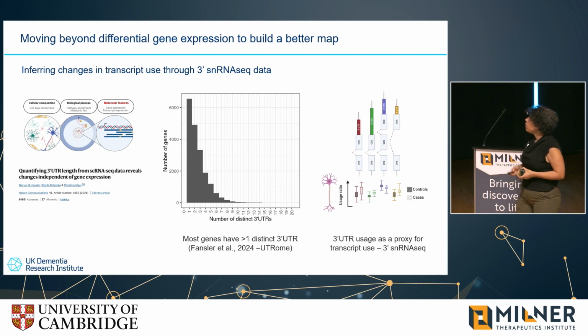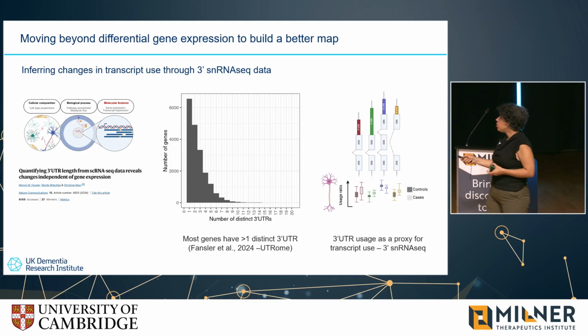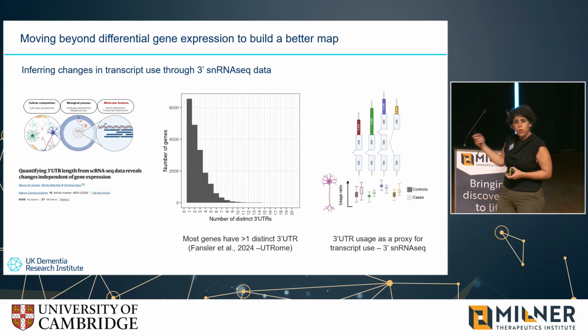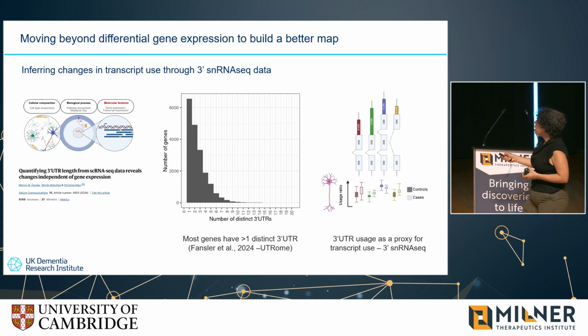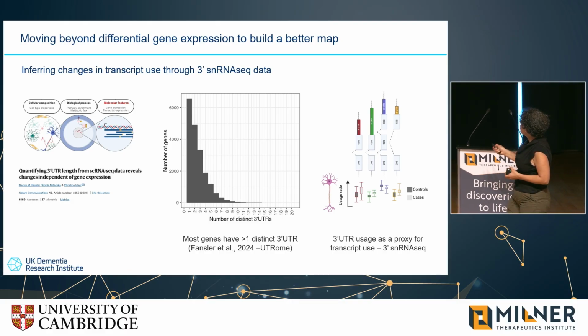To do that, we took advantage of the 3' single nuclear RNA sequencing nature of the work we'd done, and used a new tool, Scooter, which effectively allows you to quantify transcripts by making use of the fact that you're quantifying the 3' end. So you have a proxy measure for transcript levels of expression. Many genes have more than one distinct 3' UTR, and you can imagine that those 3' UTRs are attached to different open reading frames.